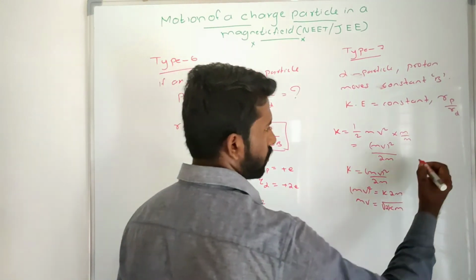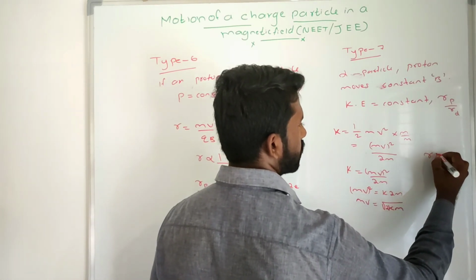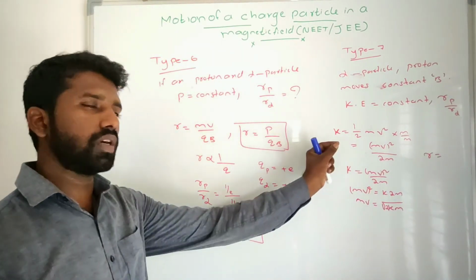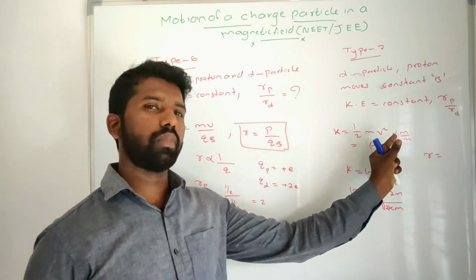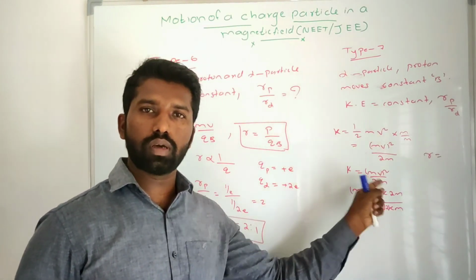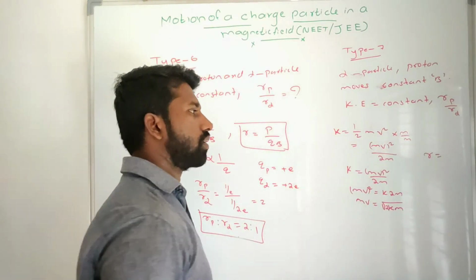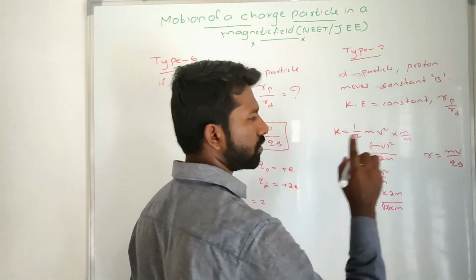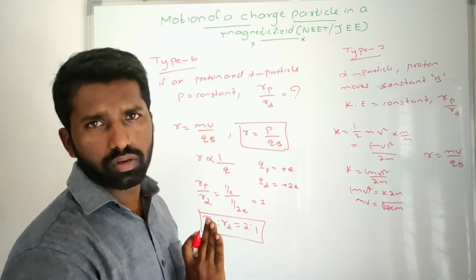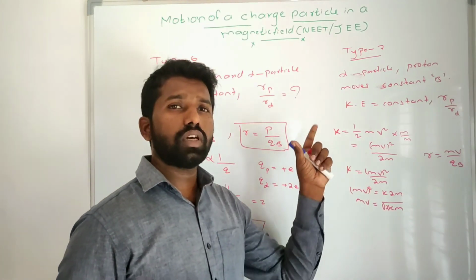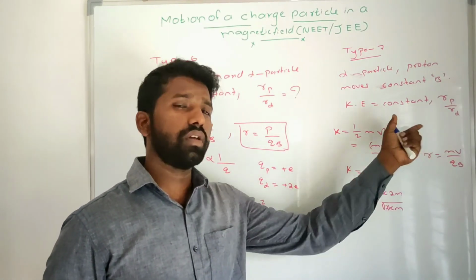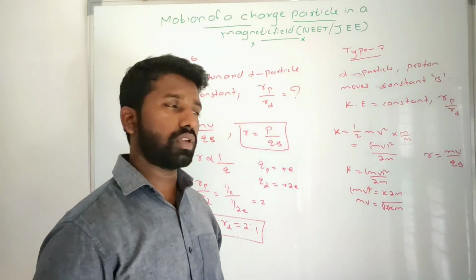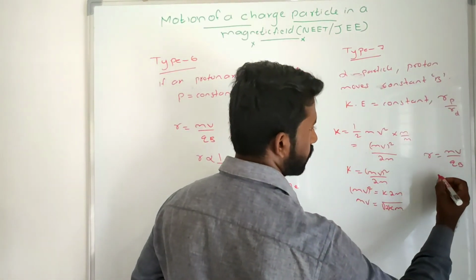Okay, so now I know the radius formula. What is the radius formula? If a charged particle moves perpendicular in a magnetic field, it will move in a circular path, and the radius r is equal to mv divided by qB. You have to remember this formula. Without that you cannot solve it. If you try to derive this formula, it will take more time. Okay, better try to remember this formula.